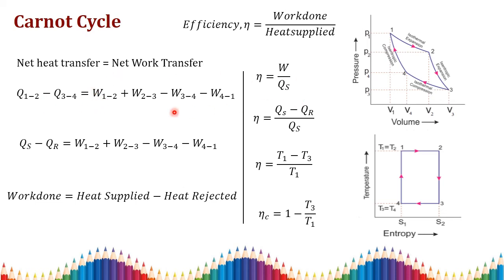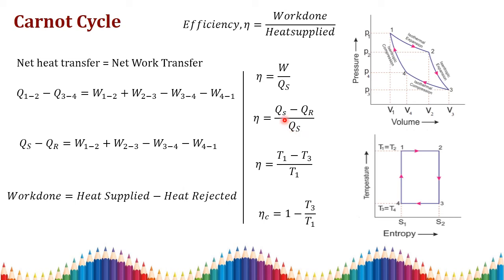Then you can add all the work done that we have found. Q1 to 2 can be called QS, heat supplied, and Q3 to 4 can be written as QR. This will be your total net work done. So the summation of work will be written as heat supplied minus heat rejected. As we all know, the efficiency is output by input. From the Carnot cycle, which is a work producing machine, the output is work done and the input is heat supplied. So efficiency is equal to work done divided by heat supplied, so work done is heat supplied minus heat rejected, divided by heat supplied.